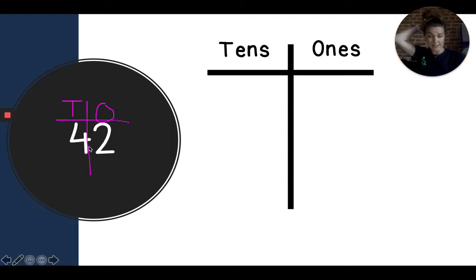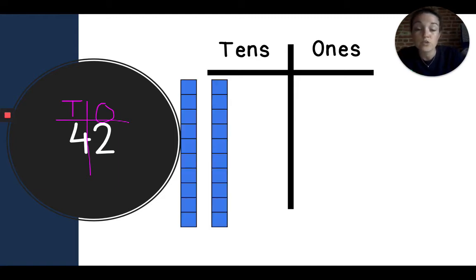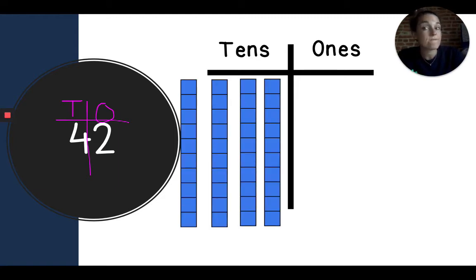So in my tens place, I'm going to need tens sticks. I'm not going to put ones there. They don't belong there. I need tens in my tens place. Here we go. 10, 20, 30, 40. The value of my tens place is 40. How many ones? 1, 2. I made the number 42.